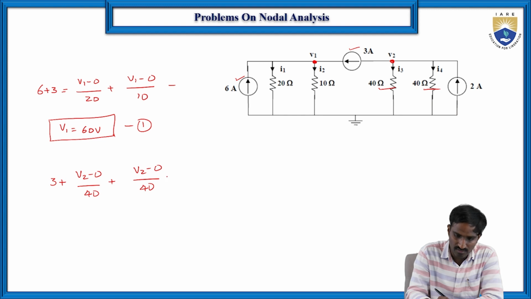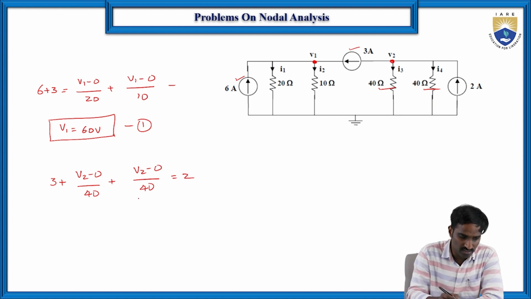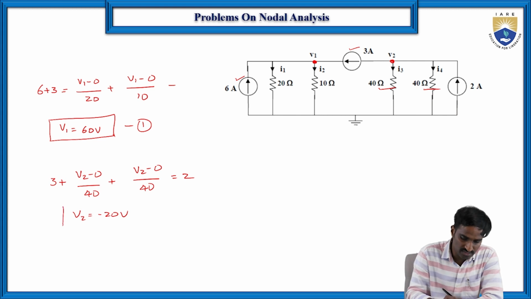And then the entering current here is 2 amperes. So if you simplify this, you will get finally the value of V2, which is equal to minus 20 volts. So here V1 is equal to 60 and V2 is equal to minus 20 volts.